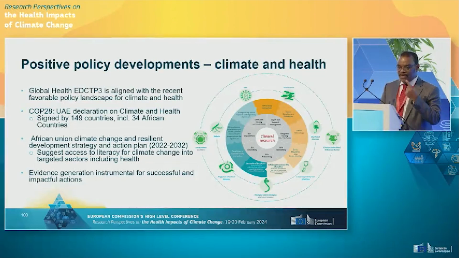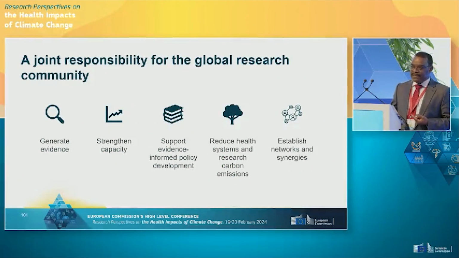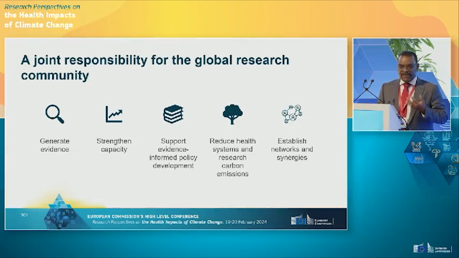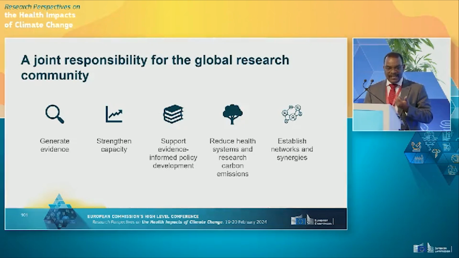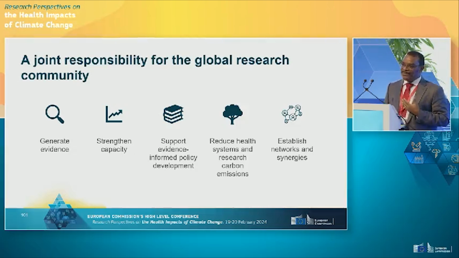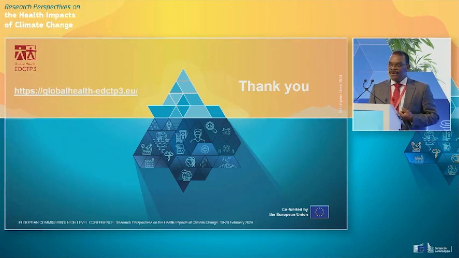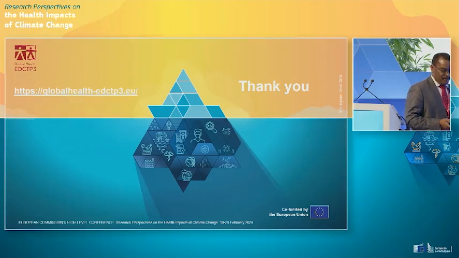We've launched calls in these areas, but we want to do more in terms of clinical research, the related capacity that is required to prepare, and doing this in an interdisciplinary manner, and also to ensure that we have the networking happening. And this has to be a joint responsibility for the global research community, working in partnership with all like-minded organizations to generate evidence, to strengthen the capacity, to support evidence-informed policy development, and in this case, ensuring that we do not forget what we've been reminded in these few days: not to stop on impact research, but also to go on to address the other areas that have been highlighted here, and to establish networks and strengthen the existing ones by exploring complementarities and synergies. You can follow up more on our work, and I'll end with my statement.